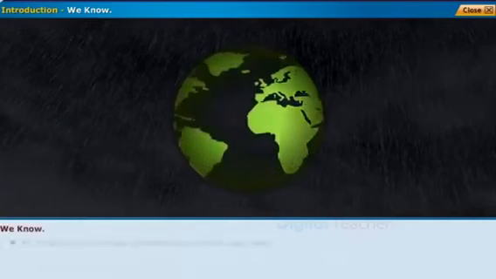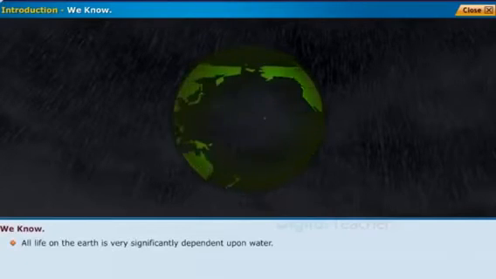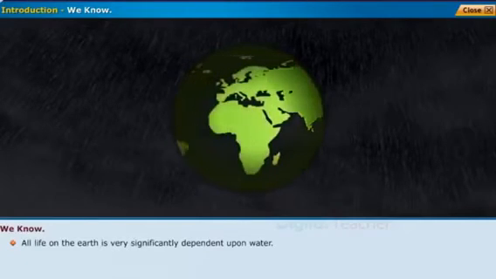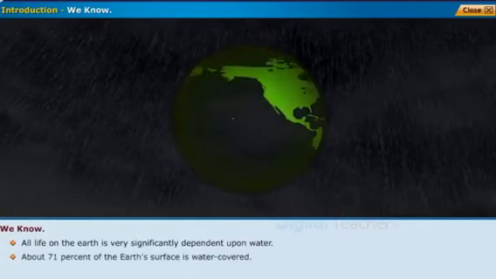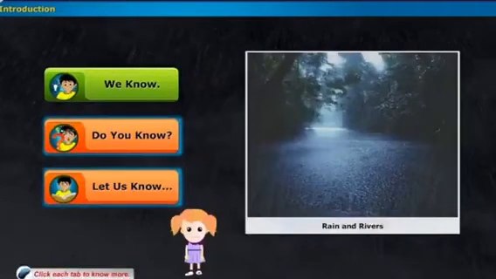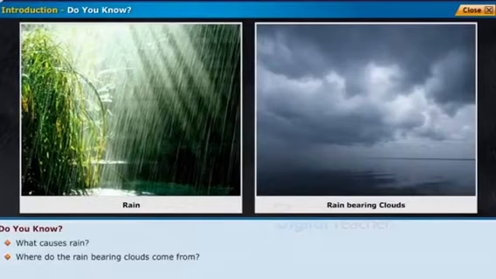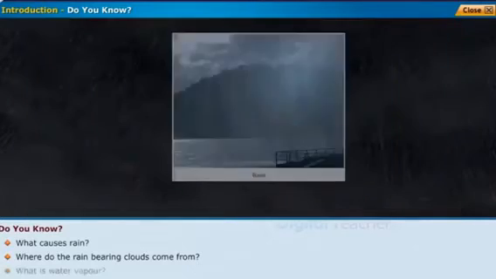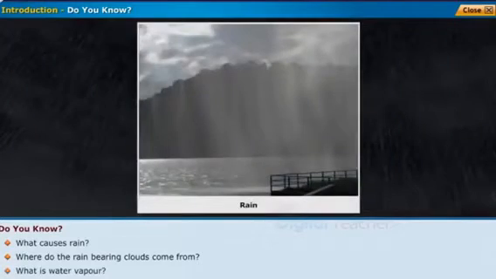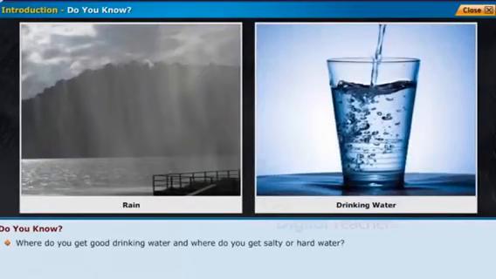We know all life on the earth is very significantly dependent upon water. About 71% of the earth's surface. Do you know what causes rain? Where do the rain-bearing clouds come from? What is water vapor? In which months you get rains? Where do you get good drinking water and where do you get salty or hot water?